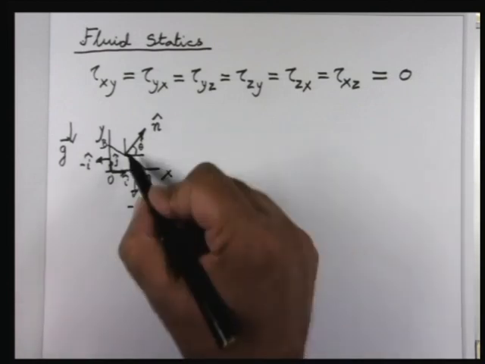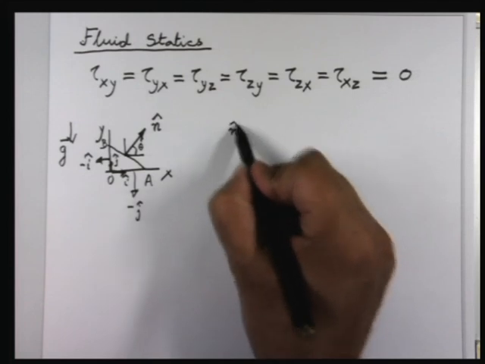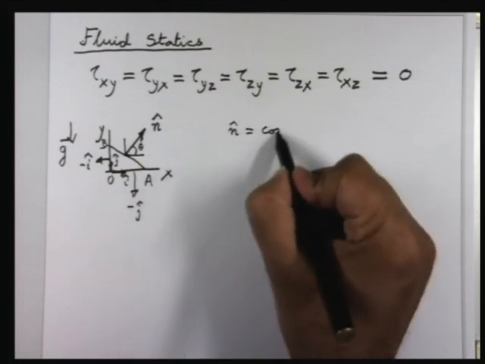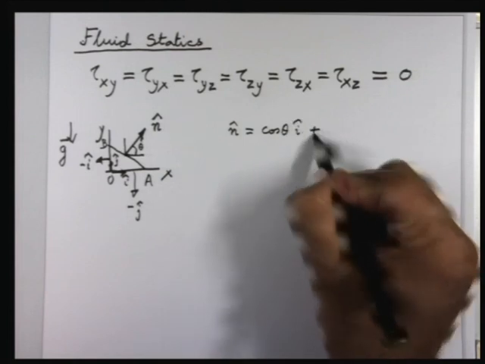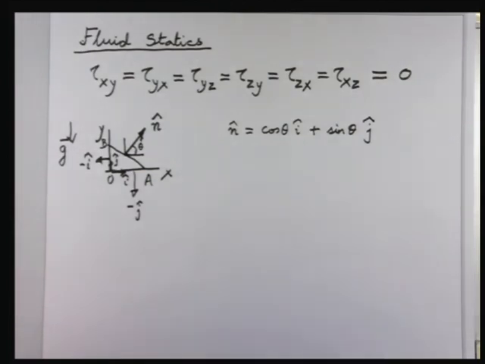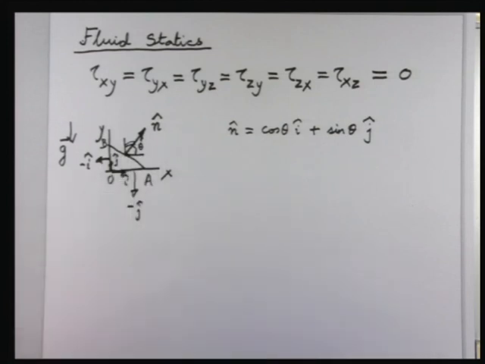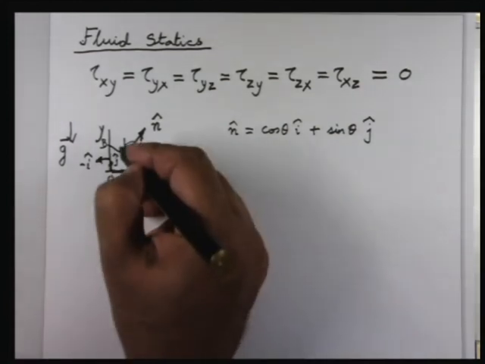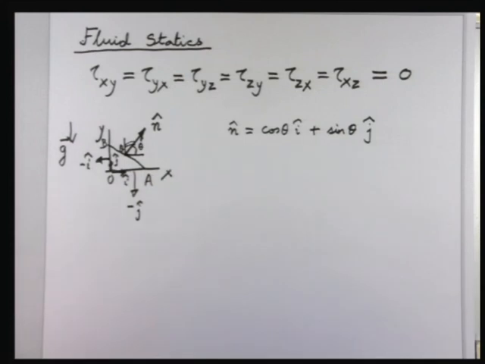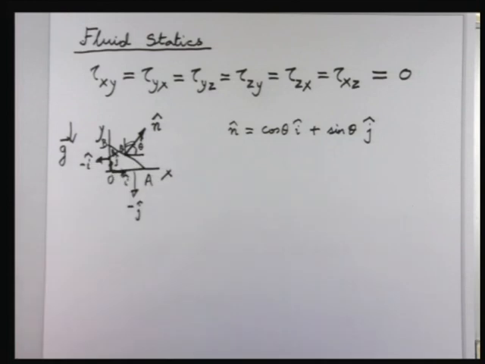Then since the magnitude of this vector is 1, you can say that n is cos theta i plus sin theta j. Now since this angle is theta, this angle here is going to be 90 minus theta, so therefore this angle is going to be theta. And this is an alternate angle, so this angle is going to be theta. Now let us look at the forces which are acting on this.